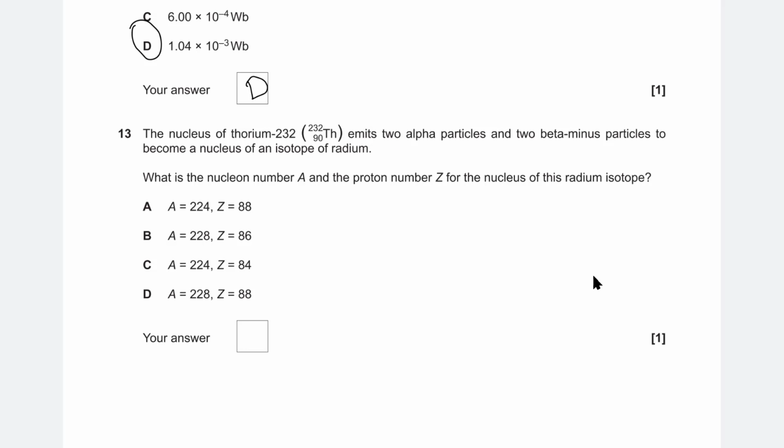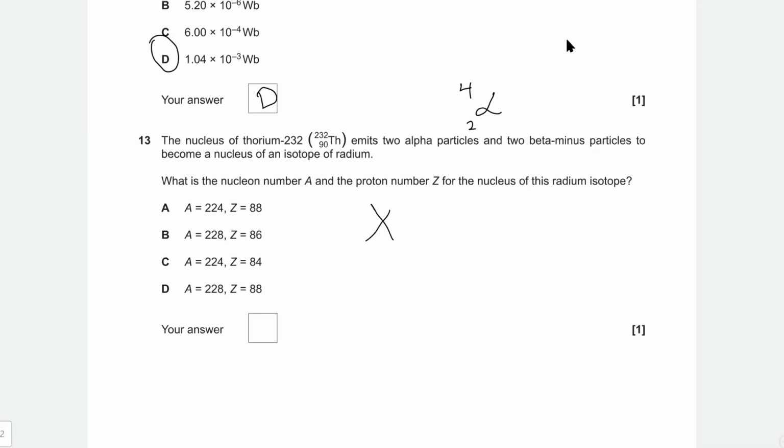So emitting 2 alpha particles, each alpha particle, remember, has 2 protons and 2 neutrons, giving us a nucleon number of 4. So just after those 2 alpha particles, we are going to be left with some element X. Well, what will the numbers for this element X actually be? Okay, so we've lost 2 alpha particles, so this means that we've lost a total of 8 nucleons.